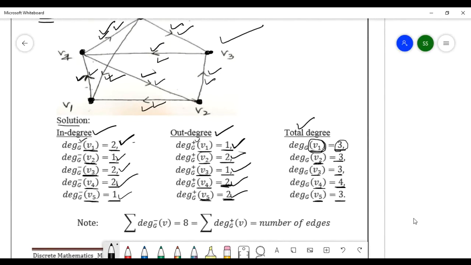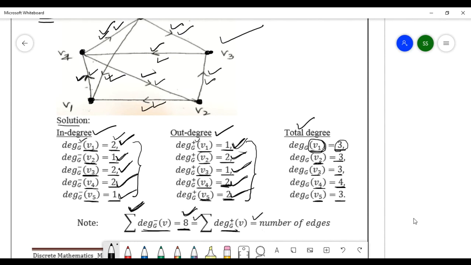Okay. Now look. From here to here, the total in degree: 2 plus 1 is 3, plus 2 is 5, plus 2 is 7, plus 1 is 8. Total in degree 8. And from here to here, the total out: 1 plus 2 is 3, plus 1 is 4, plus 2 is 6, plus 2 is 8. Total 8. So in degree and out degree are the same.